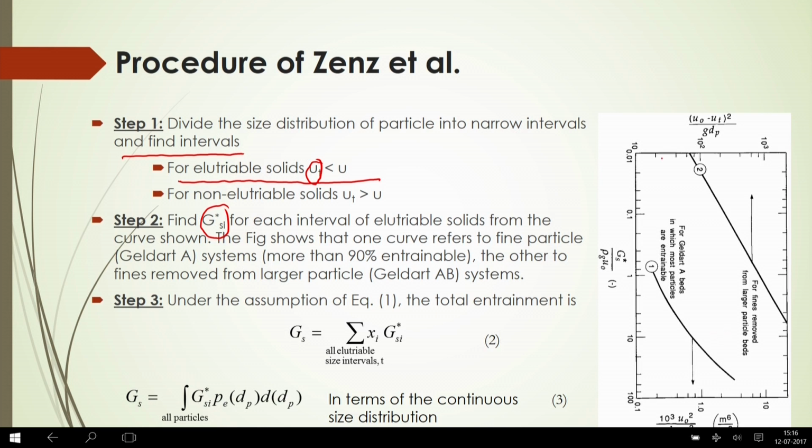This figure is representing the saturated carrying capacity versus some parameters here. This figure you can get from Cooney and Levenspiel also, where it is given. So, once you know this G_si star from this figure, then you have to calculate the G_si from this equation. So, for each class of particles you have to get the respective G_si star.